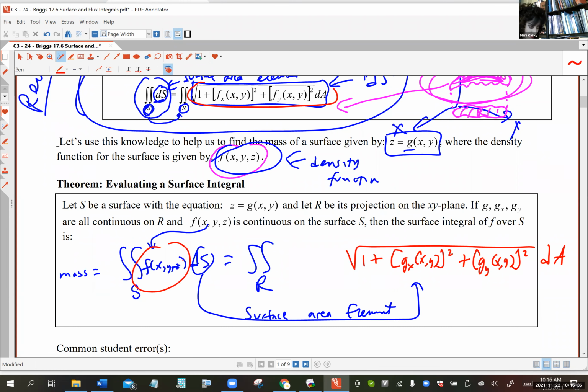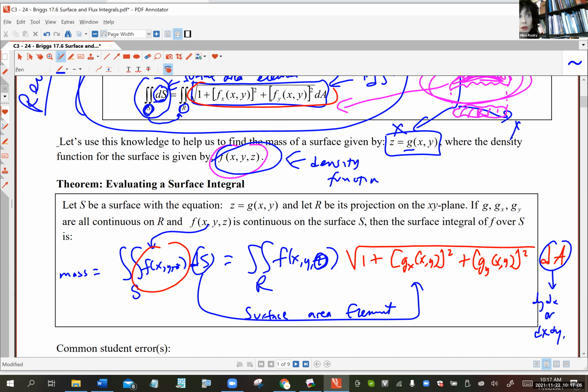Okay, well, you're going to copy it down, but there's one little caveat about copying it down. Don't copy it all the way down. This is a problem because if your density function has the letter z in it, if it has x's, y's, and z's, we have a problem because remember dA represents dy dx or dx dy. There's no dz here.